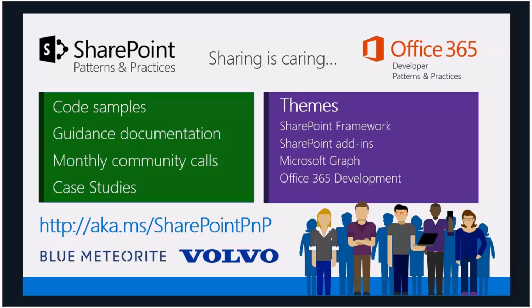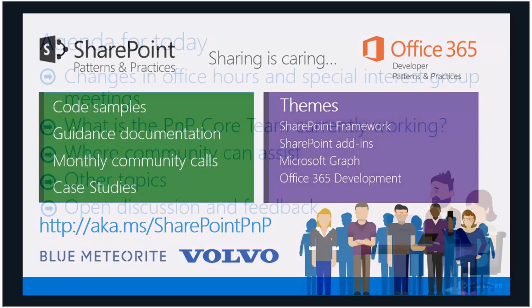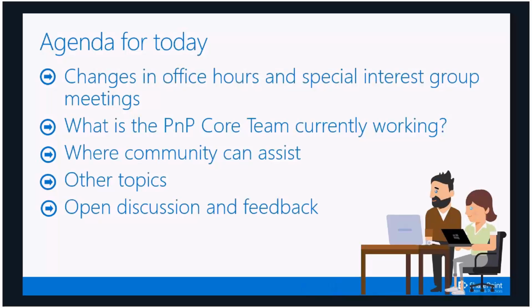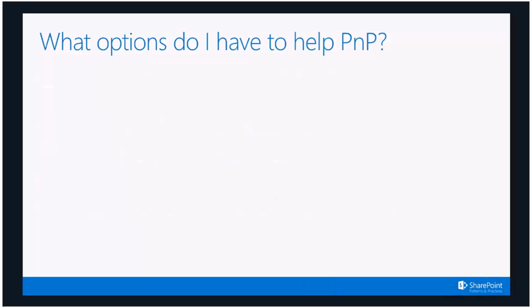So let's move on to the actual topics, and my clicker doesn't seem to work properly, but that's fine. We're going to talk quickly about the changes still on office hours and special interest groups. We covered that already last time, 2 weeks ago, but we're going to slightly touch on it today as well, because some people might have missed it. We're going to share what the PnP core team is working on and where the community can assist, and then there will be an open discussion and feedback in the end. We'll try to be relatively fast on the topics, and let's see how the discussion goes from there. Feel free to interrupt us anytime with questions on the IM window. I can see them, and we have a lot of core team members in the call as well.